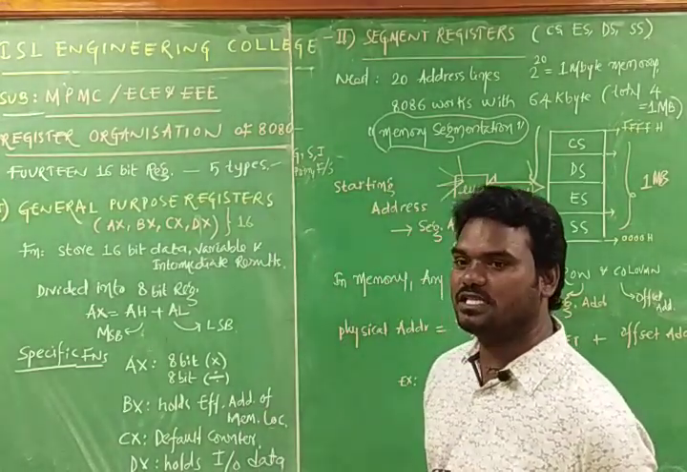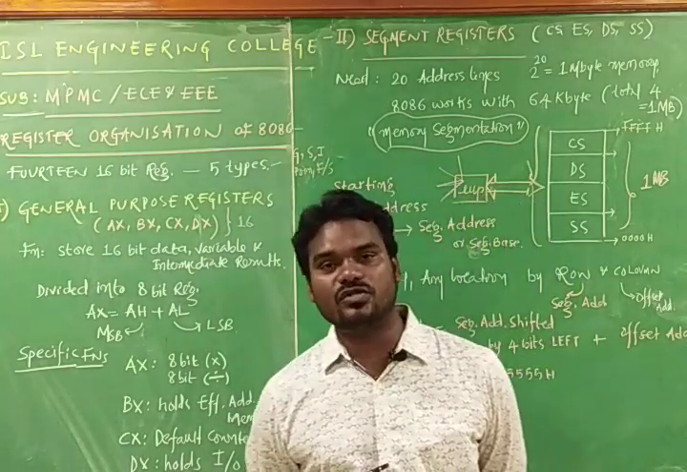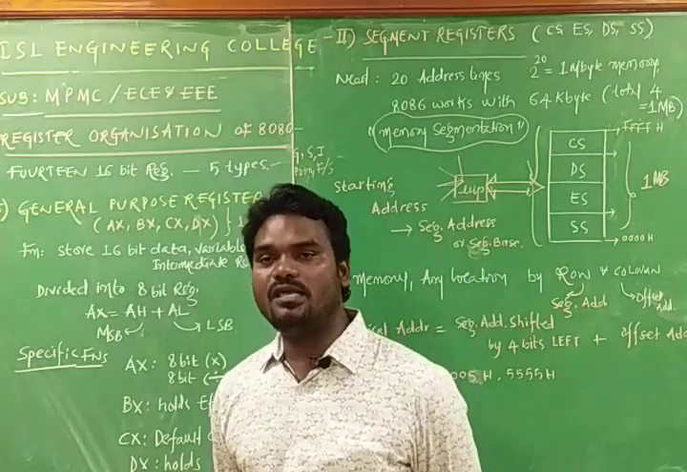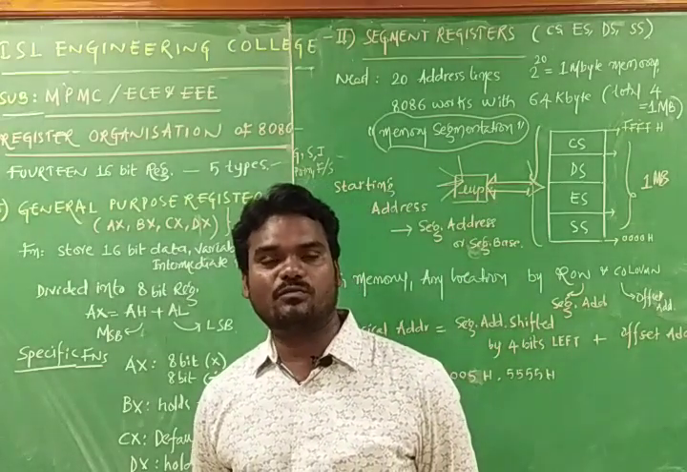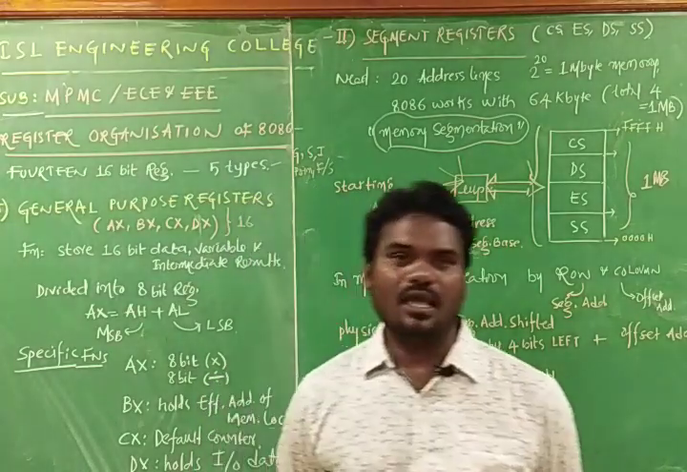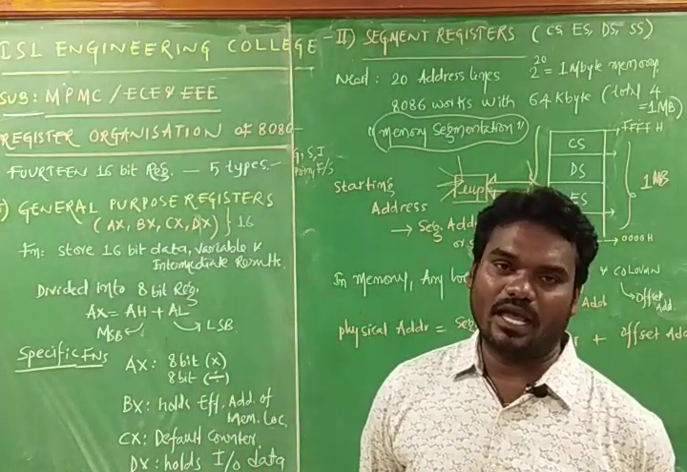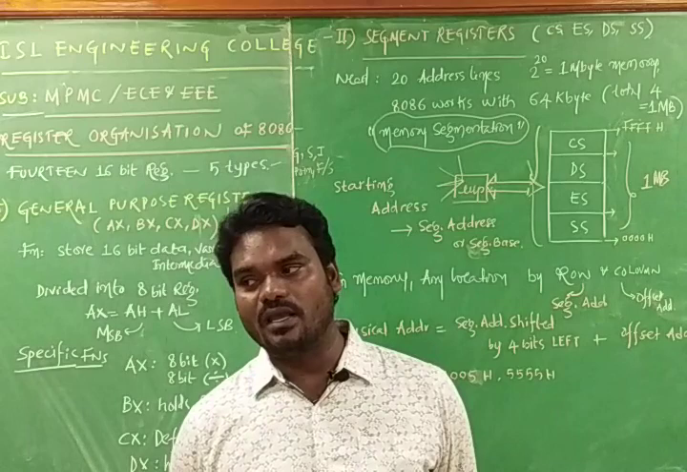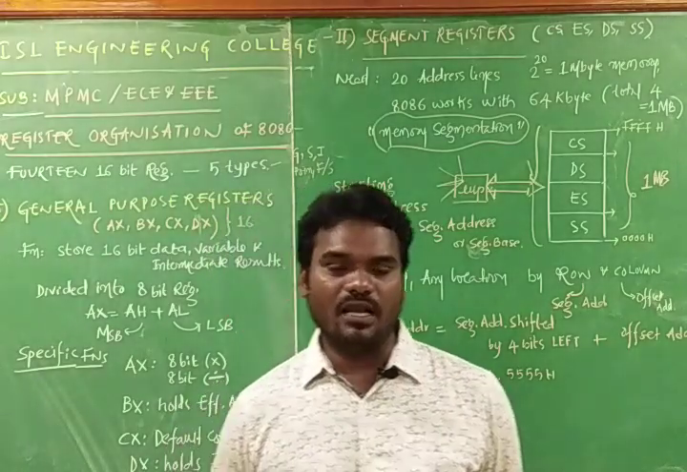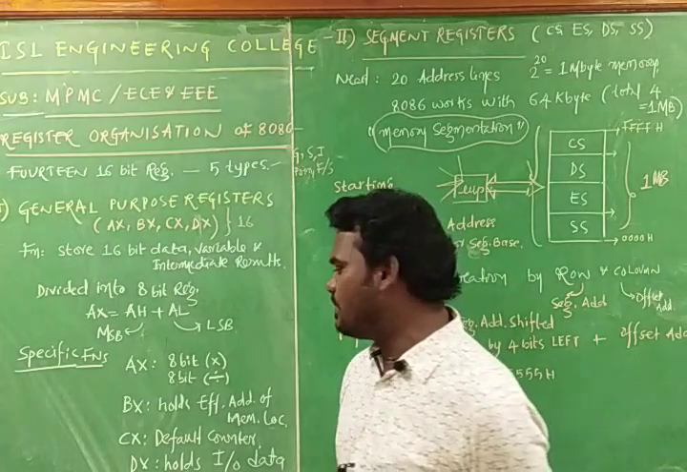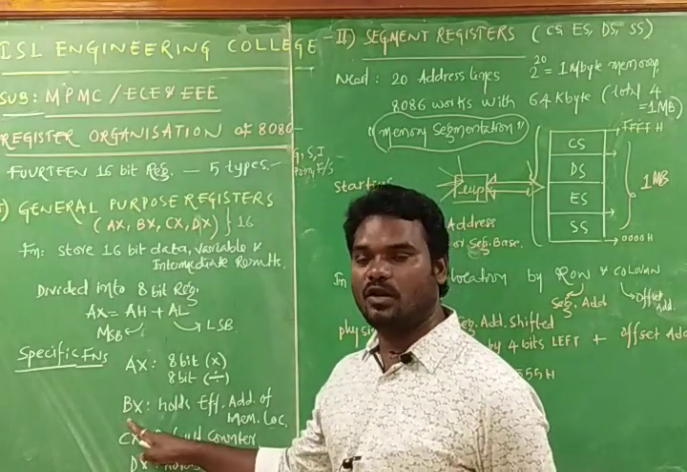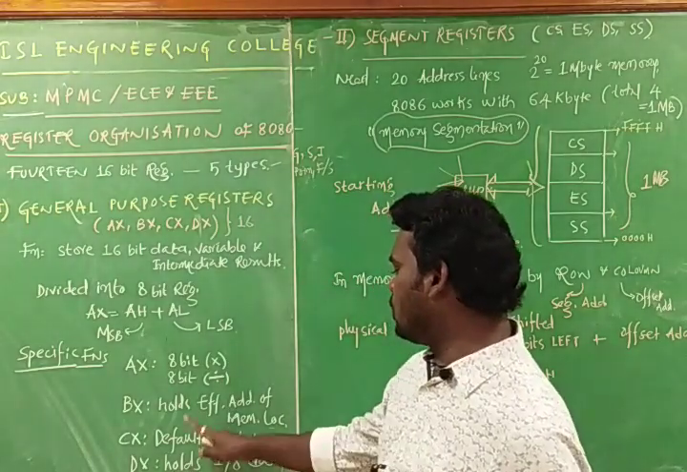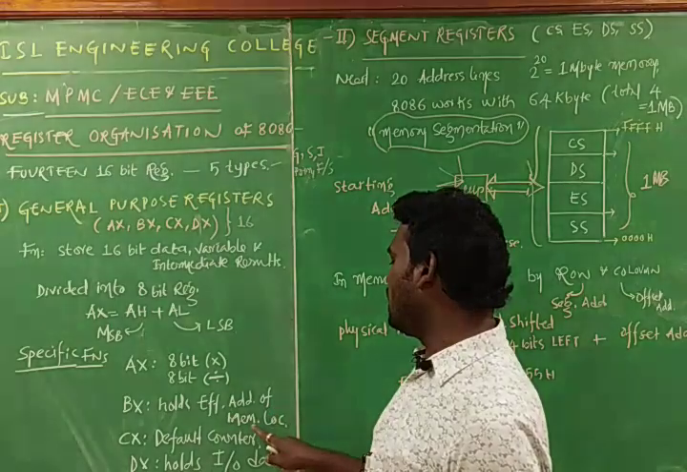Coming to the next one, the base register. The base register is going to hold the effective address of a memory location, because the memory is interfaced to the 8086 microprocessor externally, and 1 megabyte of memory can be accessed by the 8086 microprocessor. From that 1 megabyte of memory, a specific address location can be accessed, and the address of that particular memory location is stored in the BX register, the base register. It holds the effective address of the memory location.